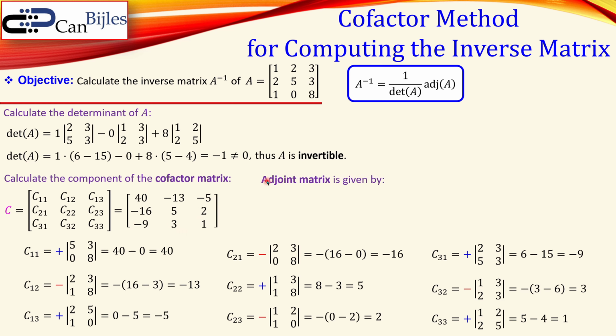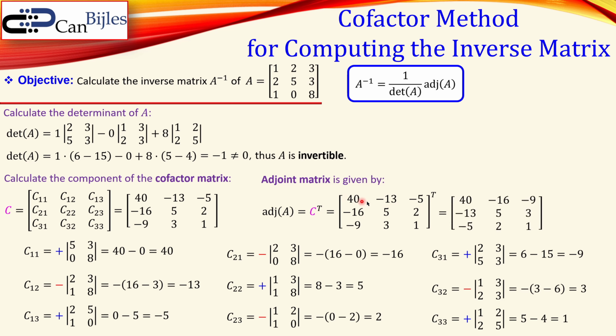Now the next step is to create the adjoint matrix, which is given by the adjoint of A, this matrix, the cofactor matrix, with a transpose of that one. So you need to transpose this matrix. So how to do that? Now you make this row a column. Here we go. So you get here 40, minus 13, minus 5, you put it now here vertically. Now this horizontal, minus 16, 5, 2, you put it like so. In the second column, now the third row will be a third column, minus 9, 3, 1.